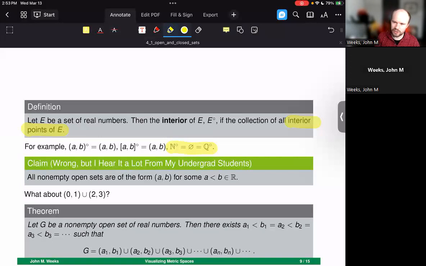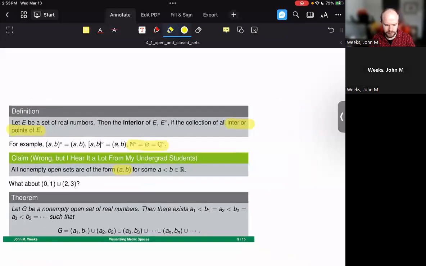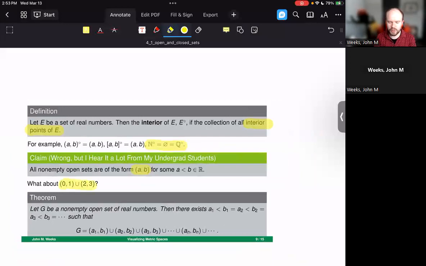And many of my students are quick to jump on when I say, okay, well, how would you characterize open sets? And they always say it's these. It's the open intervals going from a to b. But what about the interval, like say (0,1) union with (2,3)? Every point inside of either of these open intervals is an interior point, and so hence everything there is going to be an interior point.